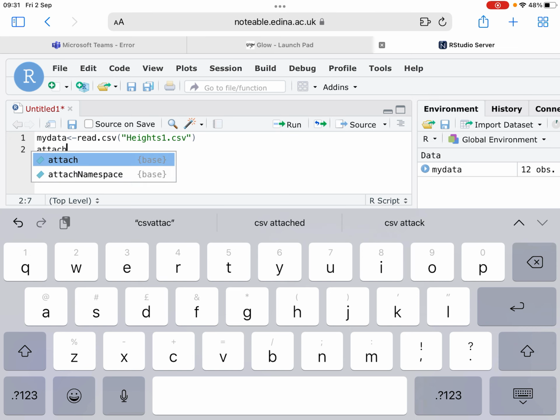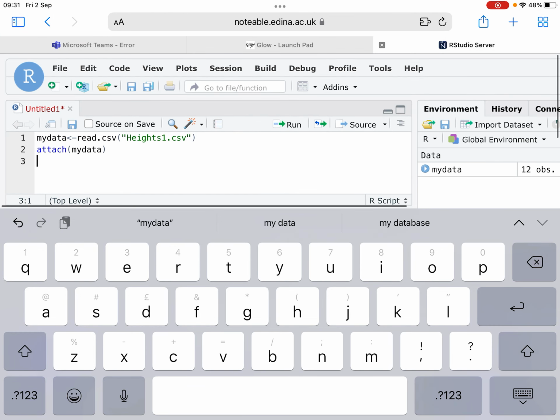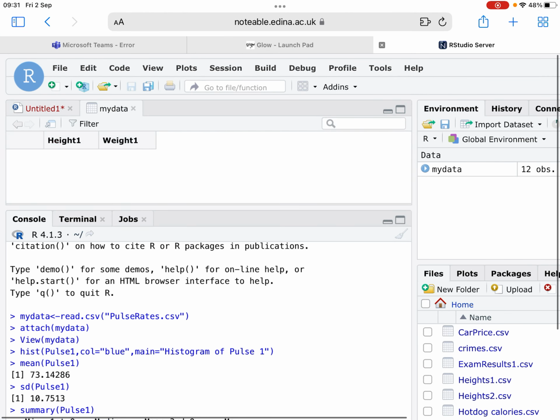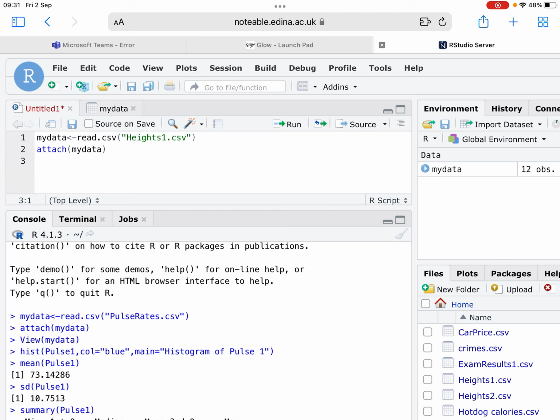Attach, brackets, my data, then attaches the variable names, and we run that line and it's coming up in blue. The data is now on the right hand side. We click on that. It shows us height 1 versus weight 1. To calculate the correlation coefficient between those two, we use our correlation code.